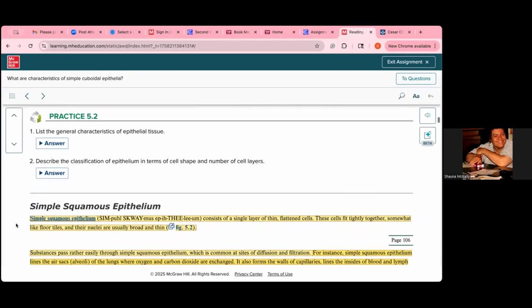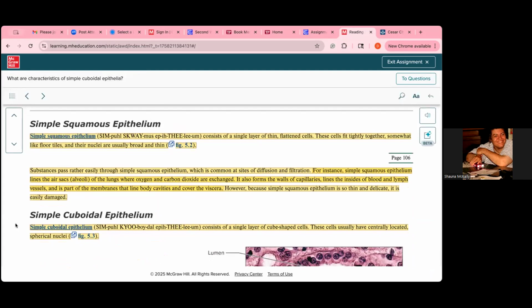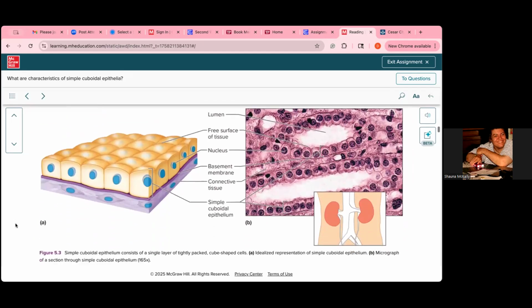Okay, so this is squamous. We want the one below it. Simple cuboidal epithelium consists of a single layer of cube-shaped cells. Okay, these cells usually have centrally located spherical nuclei. So the nuclei are round. Okay, what else about it? Is there anything else on this page?